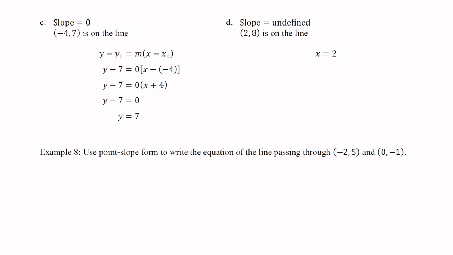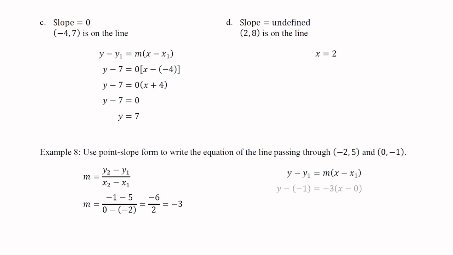Now we're going to use point-slope form to write the equation of the line passing through the points (negative 2, 5) and (0, negative 1). So to do this, we have to find the slope first using our slope formula. So we get our slope is negative 3. Next, now that we have our slope, we're going to pick one of our 2 points to put in point-slope form. And I would go with the second point here, because 0 is an easy number to work with.